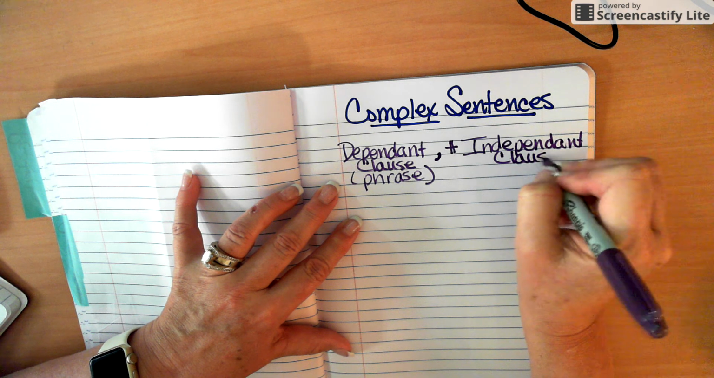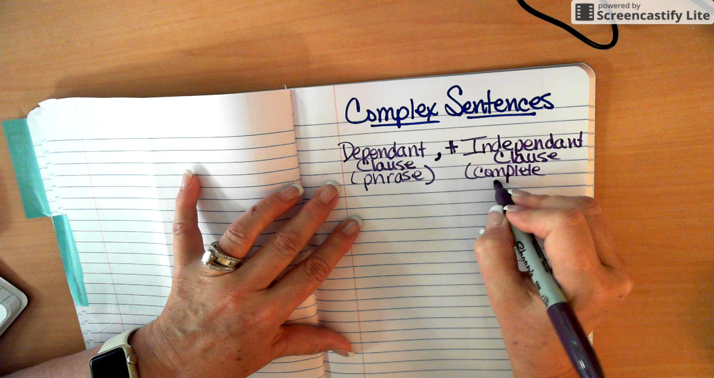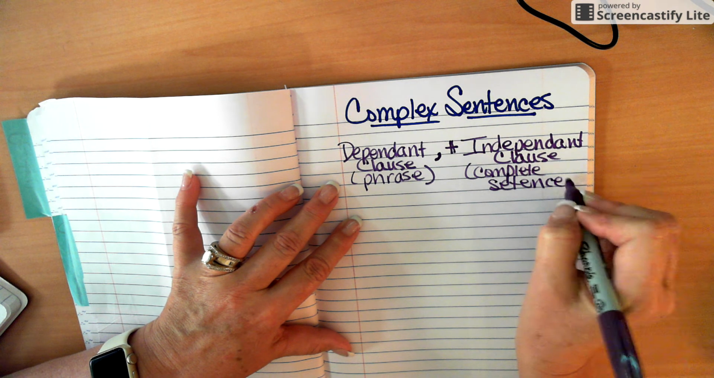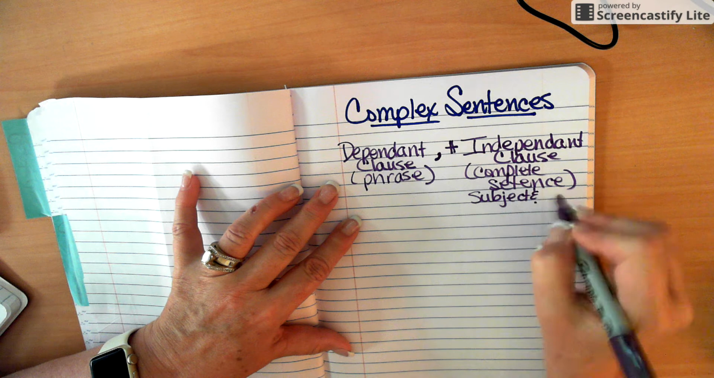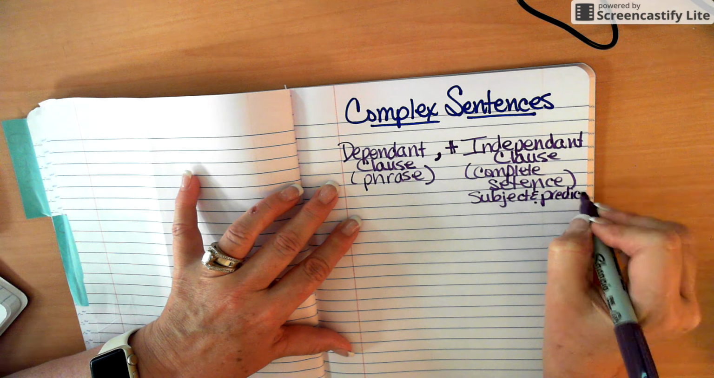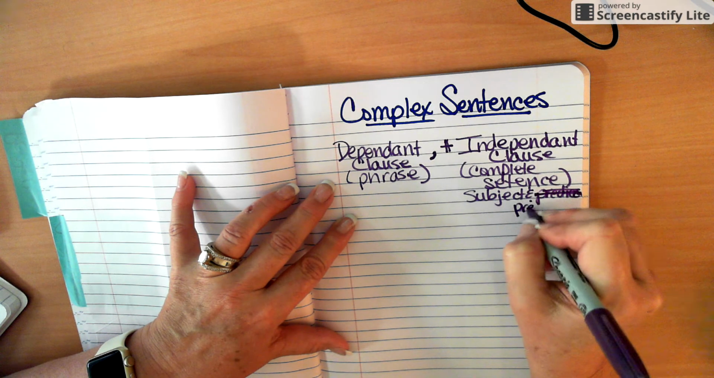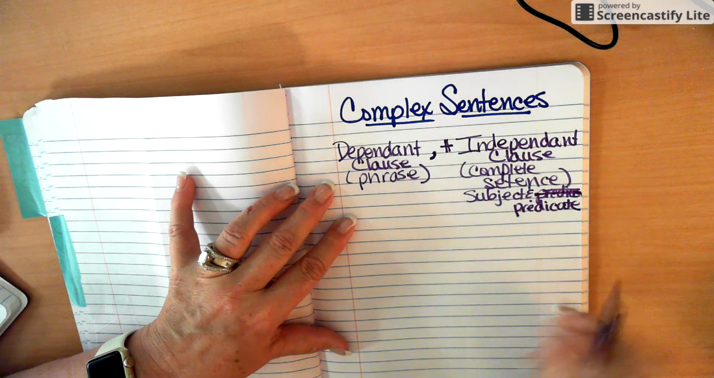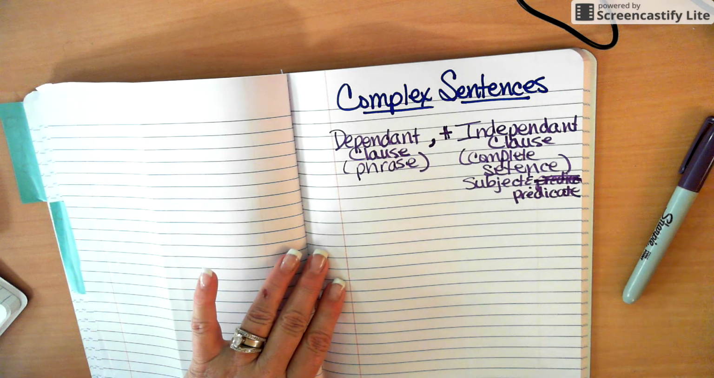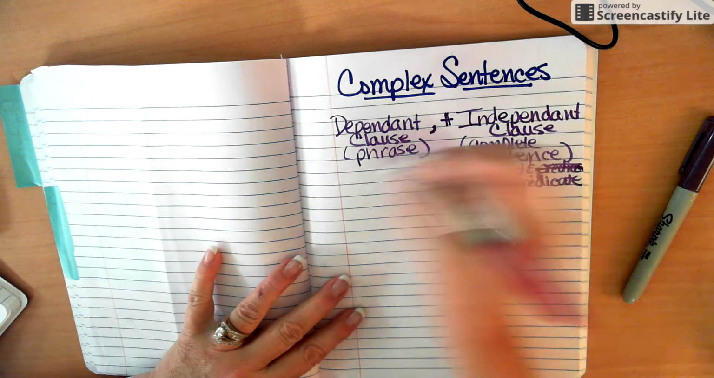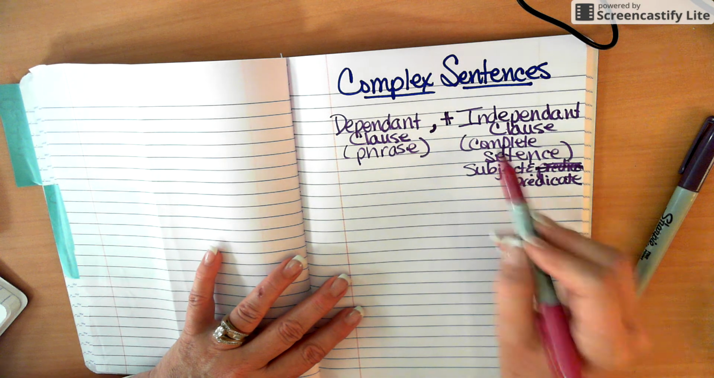These are complete sentences. This is a complete sentence. Has a subject and a predicate. Running out of room. Predicate. All right, so a subject and a predicate. All right, let's look at the first type just to give you some examples. So that's just the basics, a dependent clause plus an independent clause. This is a phrase, and this is a complete sentence.